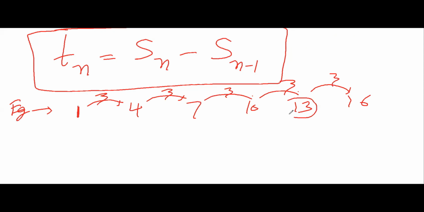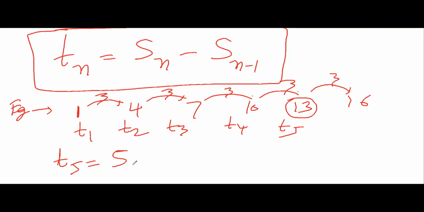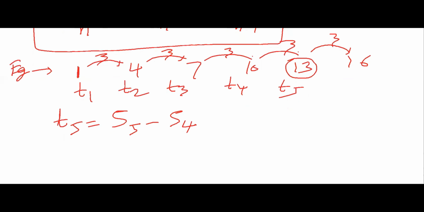I want to find 13. It means what do I need to find? T1, T2, T3, T4, T5. I have to find T5. How will I get T5? I will get T5 by S of 5 minus S of 4. Okay, this is how I am going to get T5.